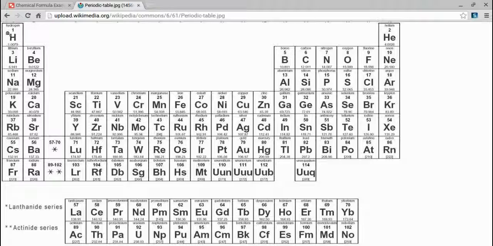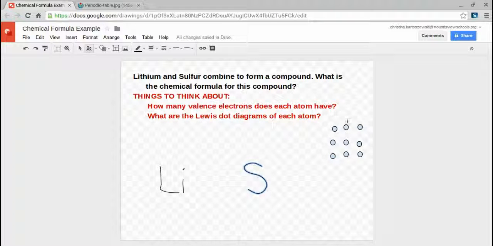I look back at my periodic table and I see that lithium is in group 1. So lithium has 1 valence electron. That's our little trick: since it's in group 1, it has 1 valence electron. Now if I go over to sulfur, remember groups are the columns. Sulfur is in group 16. So if we use our little trick, group 16 has 6 valence electrons. So lithium has 1, sulfur has 6.